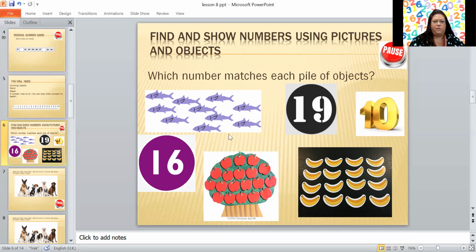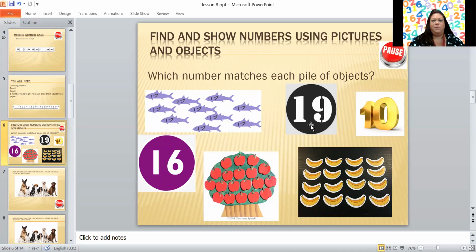So, oh look, there are those fish from yesterday. They must have swum this way. So we are going to see what these numbers are. Then we're going to count the amounts and see which number goes with which amount. So are you ready? Who can tell me what this number here is?